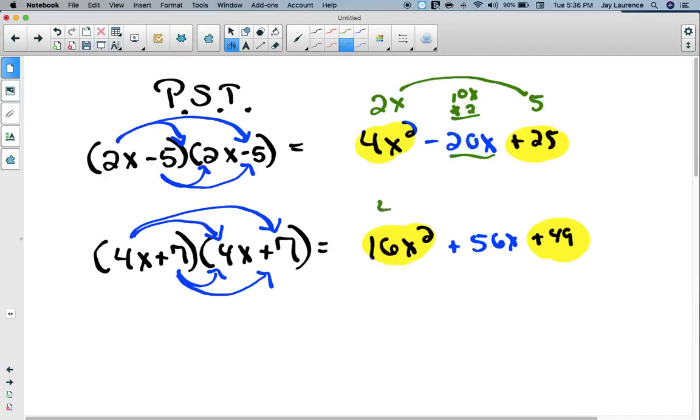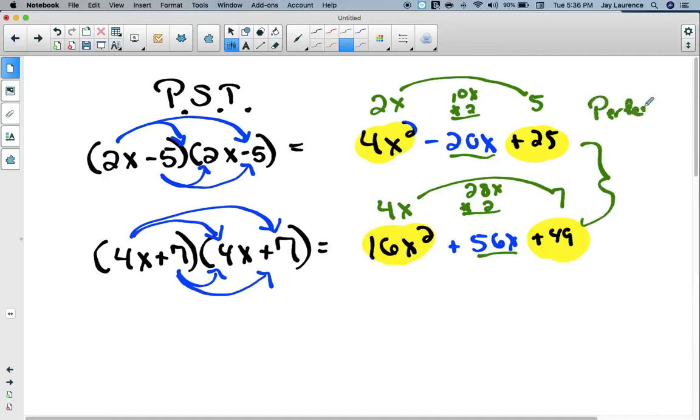Okay, the square root of this is 4x. Square root of 49 is 7. Multiply them together, you get 28x. If I multiply that by 2, or in other words, double it, I will get 56x. These two here are called perfect square trinomials.